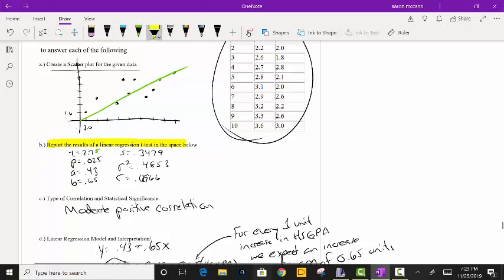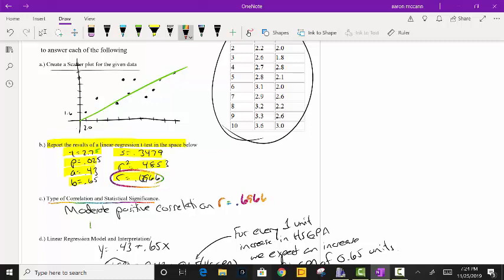So as we're looking through here, guys, we've got the t-score, the p-value, the a and the b value, the standard error, the coefficient of determination, and the correlation coefficient. And then just running through, knowing when to use what. What's the type of correlation, and is it statistically significant? The type of correlation is a moderate positive correlation, and we get that from the r value, 0.6966.